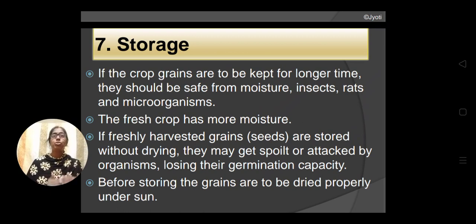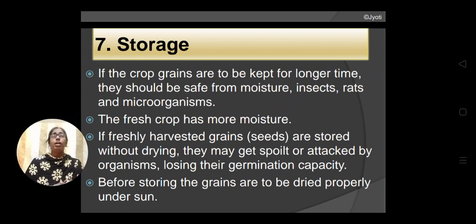We have to store it for the next season, and also for further use or for supplying it to the market. Immediately after harvesting we cannot send it to the market, we have to store it at a place. That's why storage is very, very important. And besides that, some amount of grains should be stored for the next season for growing the crops.